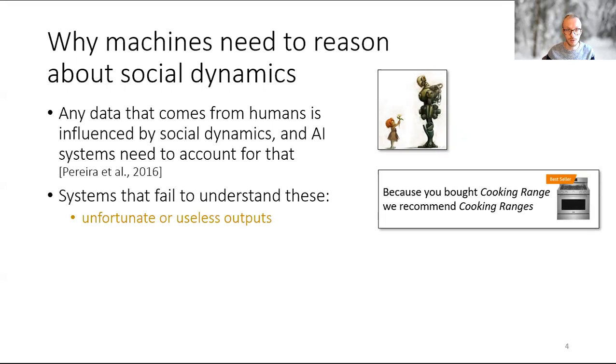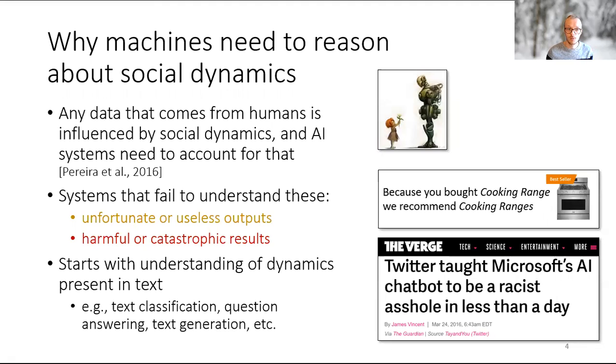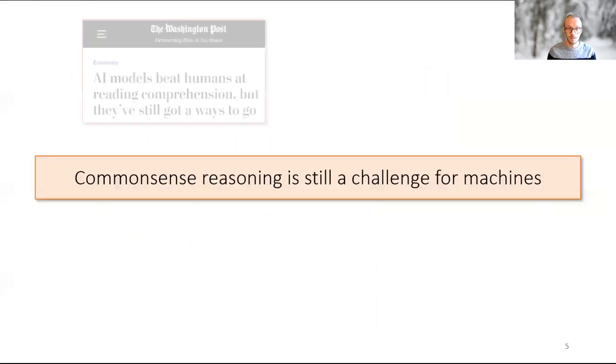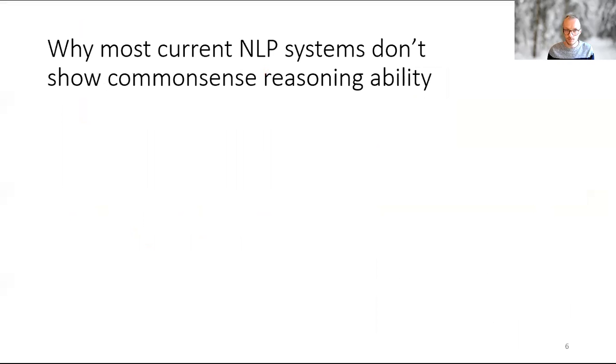Usually people don't collect cooking ranges. Or they can lead to really harmful or catastrophic results, like when Microsoft released a chatbot that turned racist in less than a day. And this starts with understanding the dynamics that are present in text, for example, in NLP tasks like text classification, question answering, or text generation. Unfortunately, social common sense reasoning is still a challenge for machines.